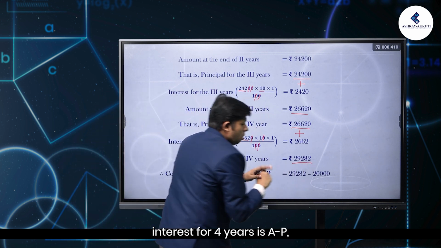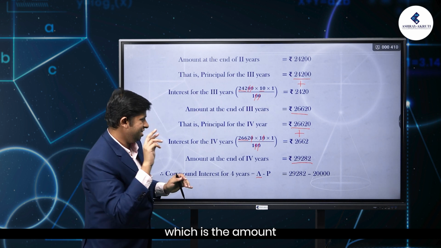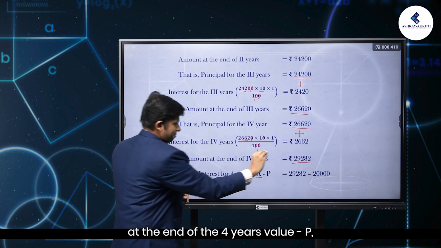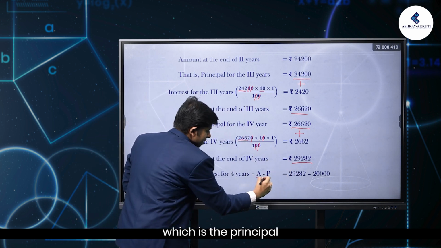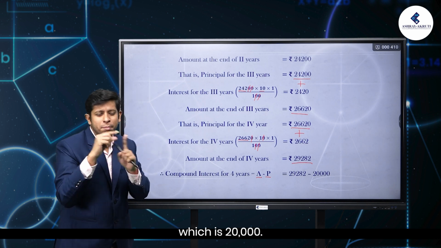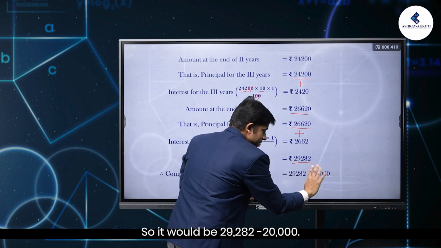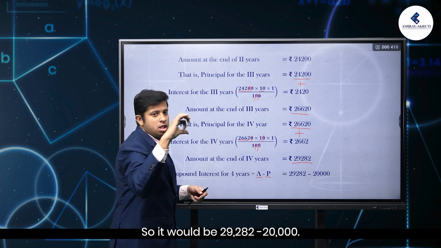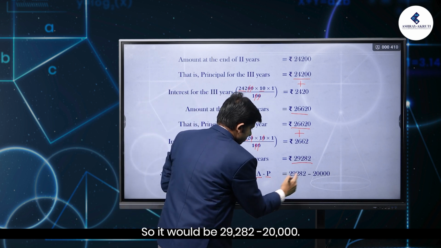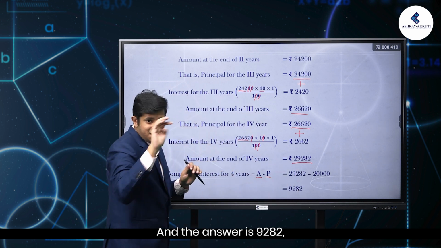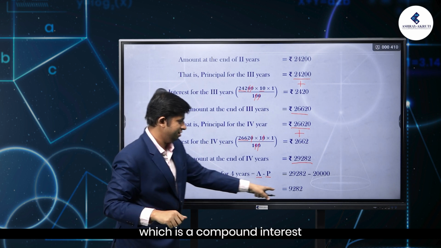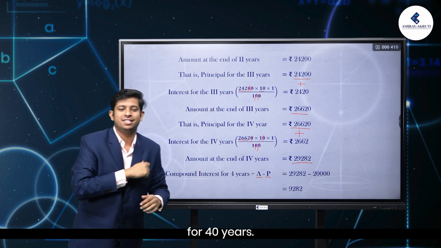Now that we have found all the interest for the 4 years, the compound interest for 4 years is A minus P, which is the amount at the end of the 4 years minus P, the principal which was given at the beginning, which is 20,000. So rupees 29,282 minus 20,000, and the answer is 9,282, which is the compound interest for 4 years.